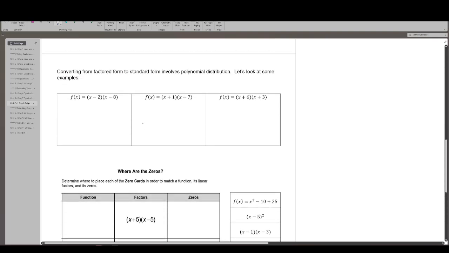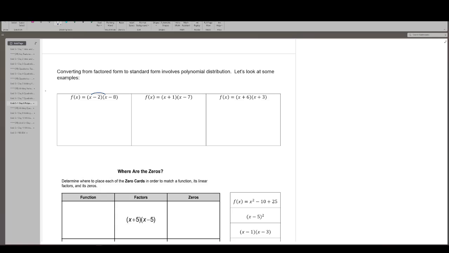Converting, so polynomial distribution. This one, since we did that with the area model, I'm going to use the kind of arrow distribution, the double distribution model like this. So we end up with x squared. Still, let me start over here. So f of x equals x squared, and then this x also connects to the minus 8, so minus 8x. Then the minus 2 connects to x, and then minus 2 to minus 8 will make a plus 16. We combine our like terms and get f of x equals x squared minus 10x plus 16.